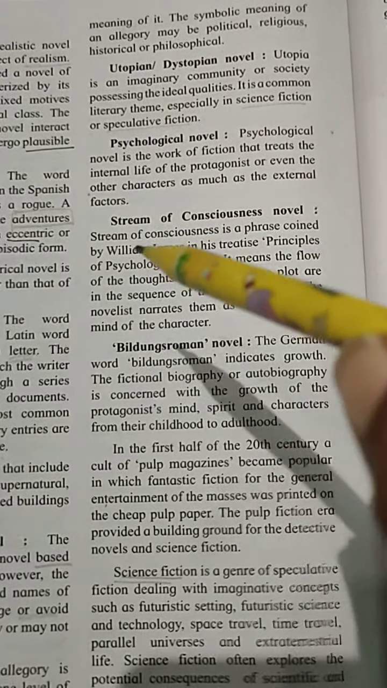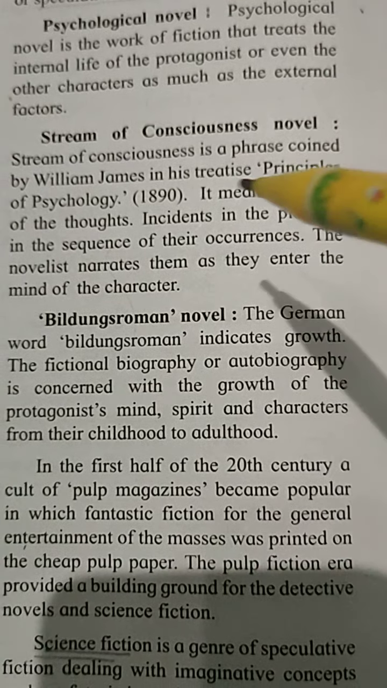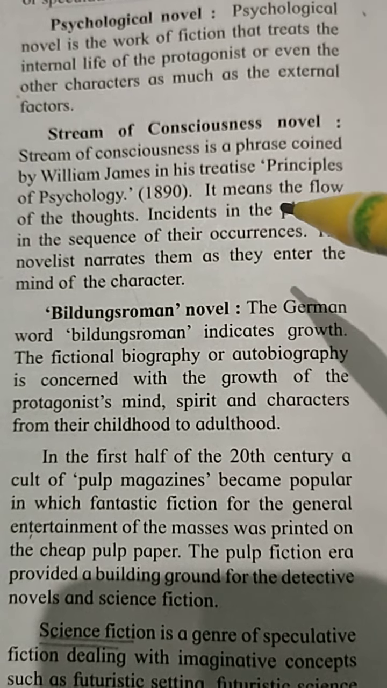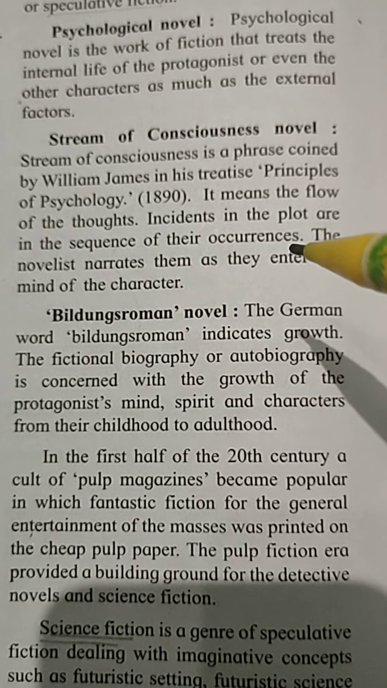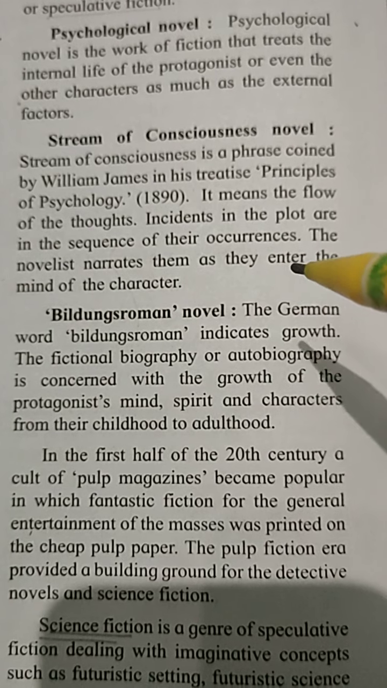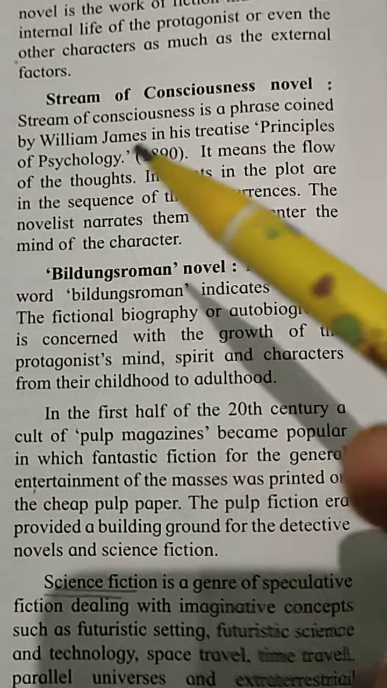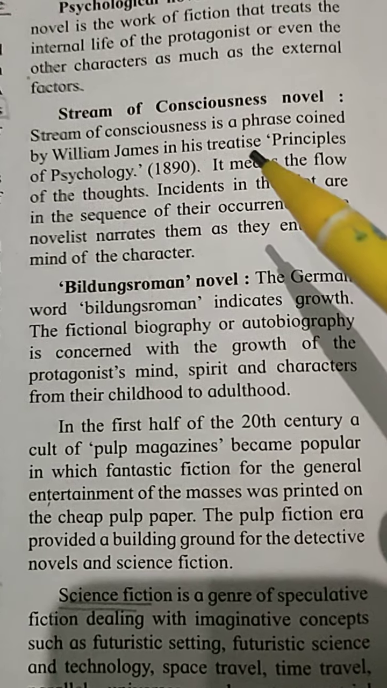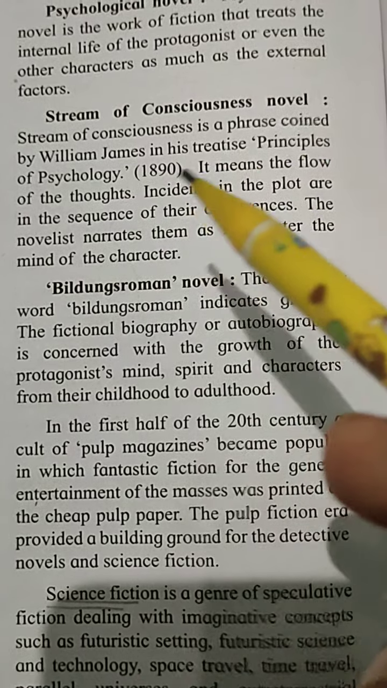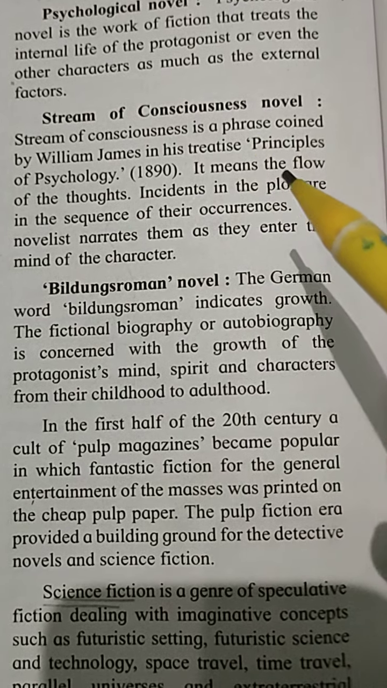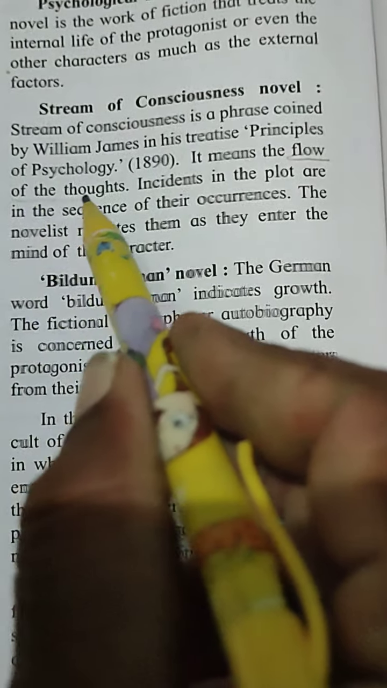Stream of consciousness novel is a phrase coined by William James in The Principles of Psychology in 1890. It means the flow of thoughts, including the plot's arc in the sequence of their occurrence, and the novel's narrative of them enters the minds of the characters. This is the book, and a stream of consciousness novel is mainly based on the flow of thoughts.